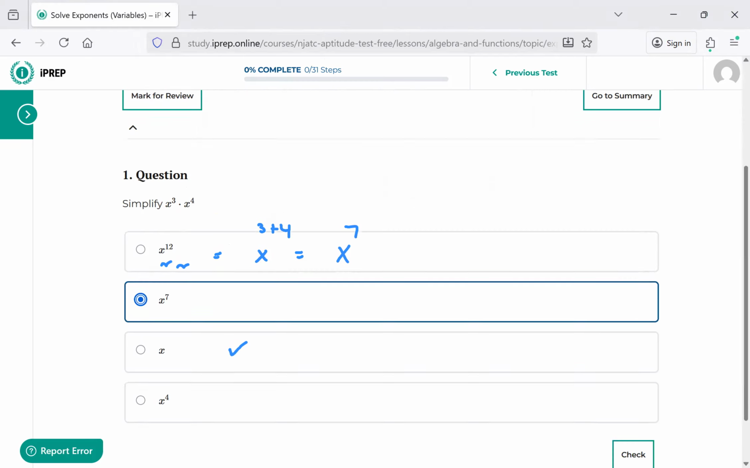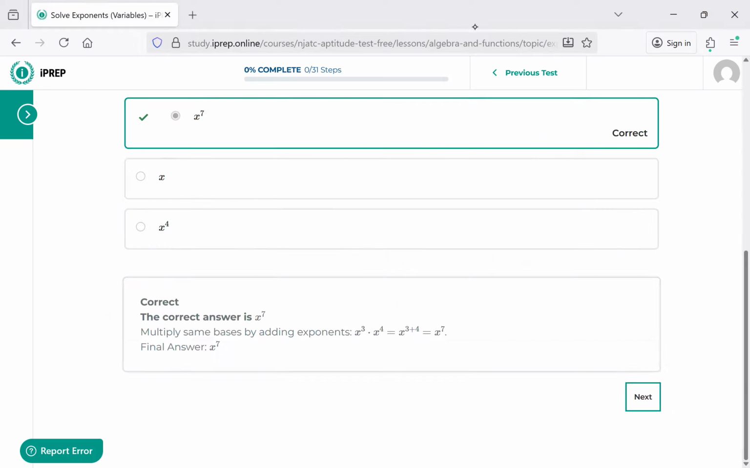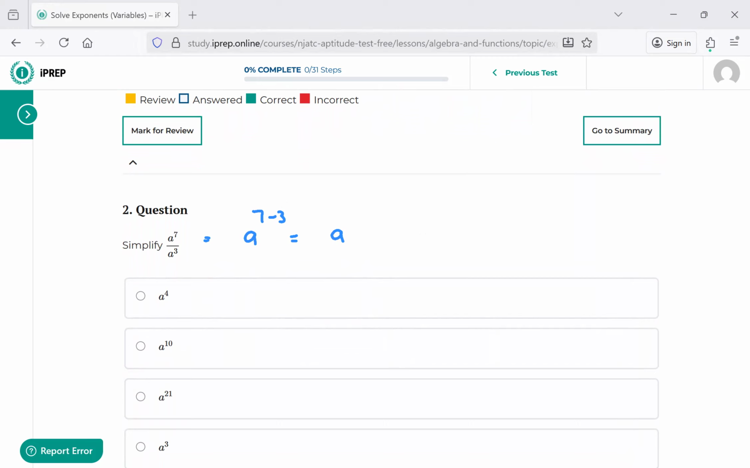Okay. Question 2. What is a^7 divided by a cubed? Well, when you're dividing with the same base, you technically subtract. So this is going to be 7 minus 3, and then 7 minus 3 is 4.